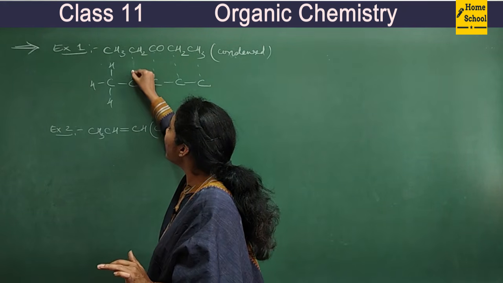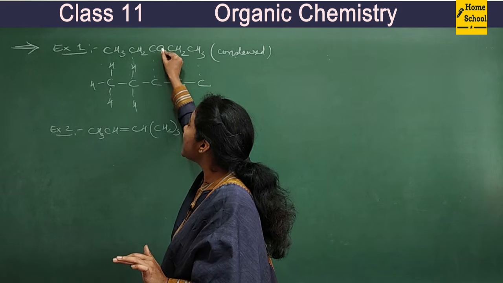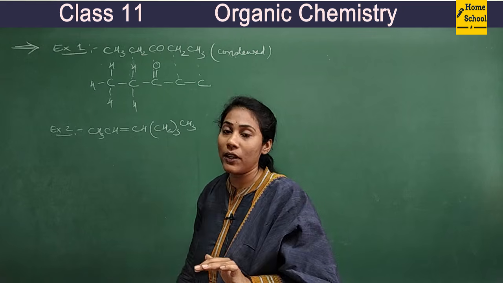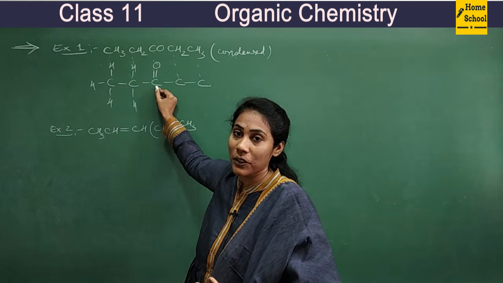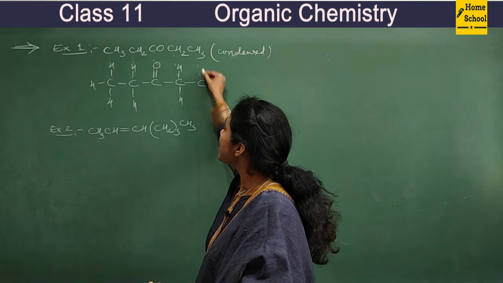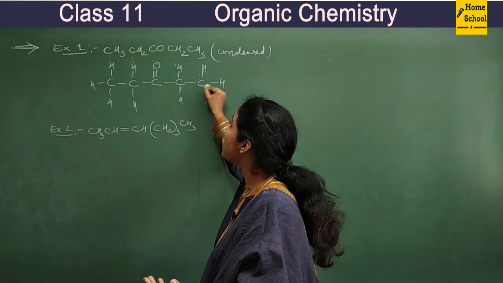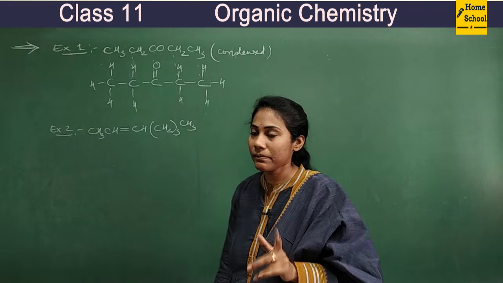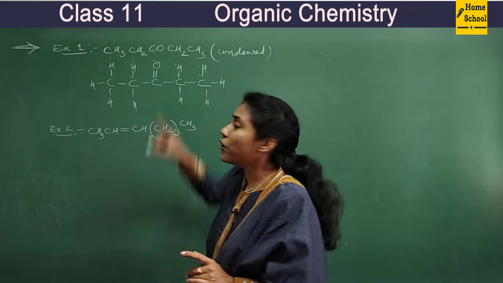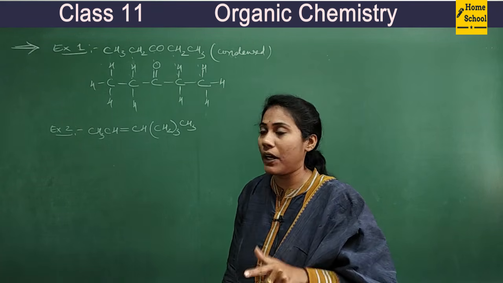So this carbon has 2 hydrogens, one here, another one here. CO is a functional group. How do you elaborate CO? Always oxygen with a double bond. So this is a ketone group. And CH2, 2 hydrogens here. And the last carbon, 3 hydrogens. With hydrogen, always you have to show single bonds with carbon. So this is the structural formula for this condensed formula. Hope you all are getting clear with the concept. This is very, very important.